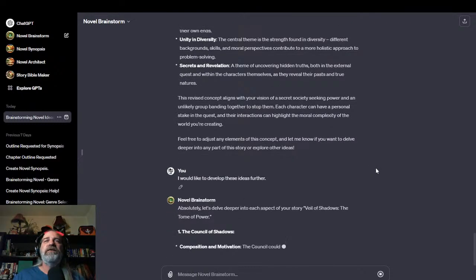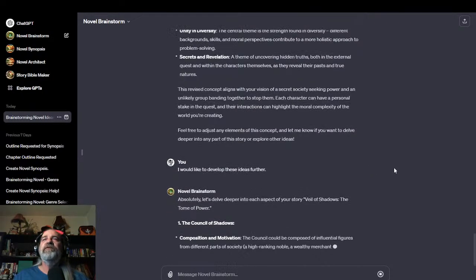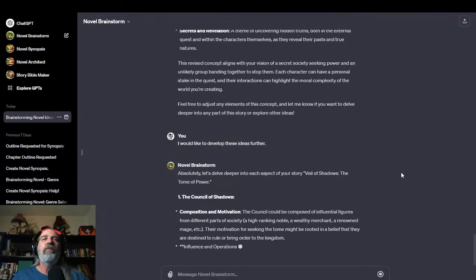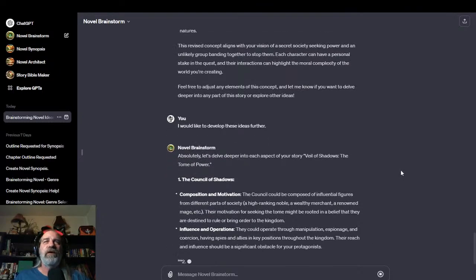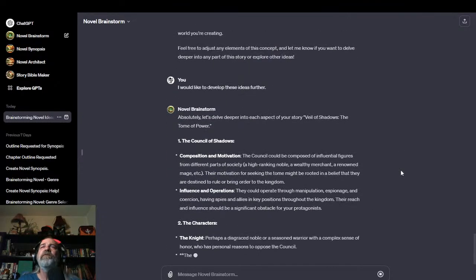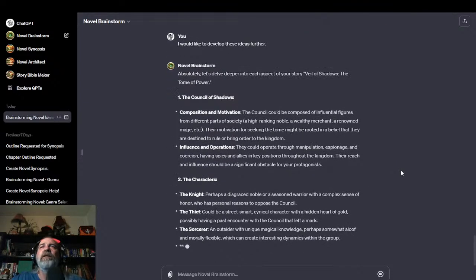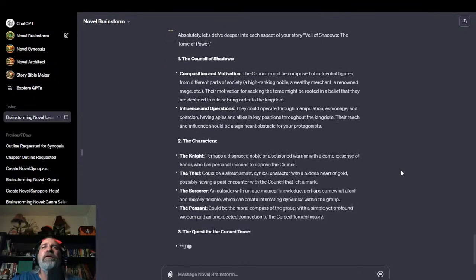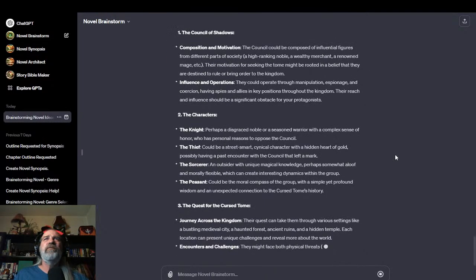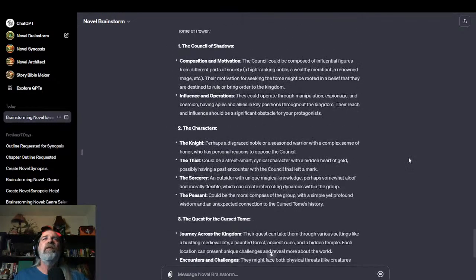Absolutely. Let's delve deeper into each aspect of your story. Veil of Shadows, Tomes of Power. Council of Shadows: composition and motivation. The council could be composed of influential figures from different parts of society, a high-ranking noble, a wealthy merchant, a renowned mage, etc. Their motivation for seeking the tome might be rooted in a belief that they are destined to rule or bring order to the kingdom.